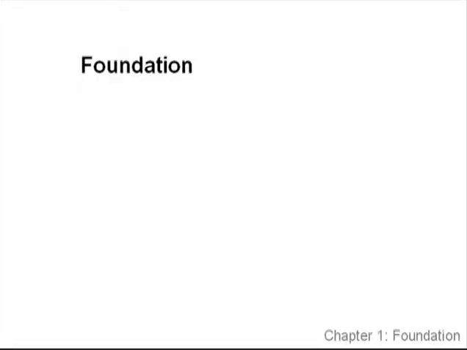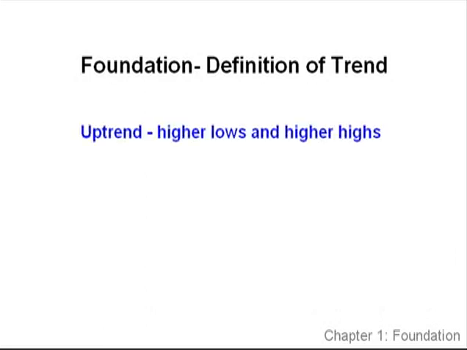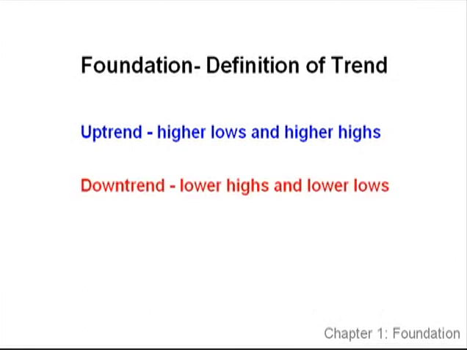The foundation of this course is built on the classical definition of trend. An uptrend is defined as a series of higher lows and higher highs. And a downtrend is defined as a series of lower highs and lower lows. This pertains to both a bar-to-bar scenario and a pivot-to-pivot scenario.